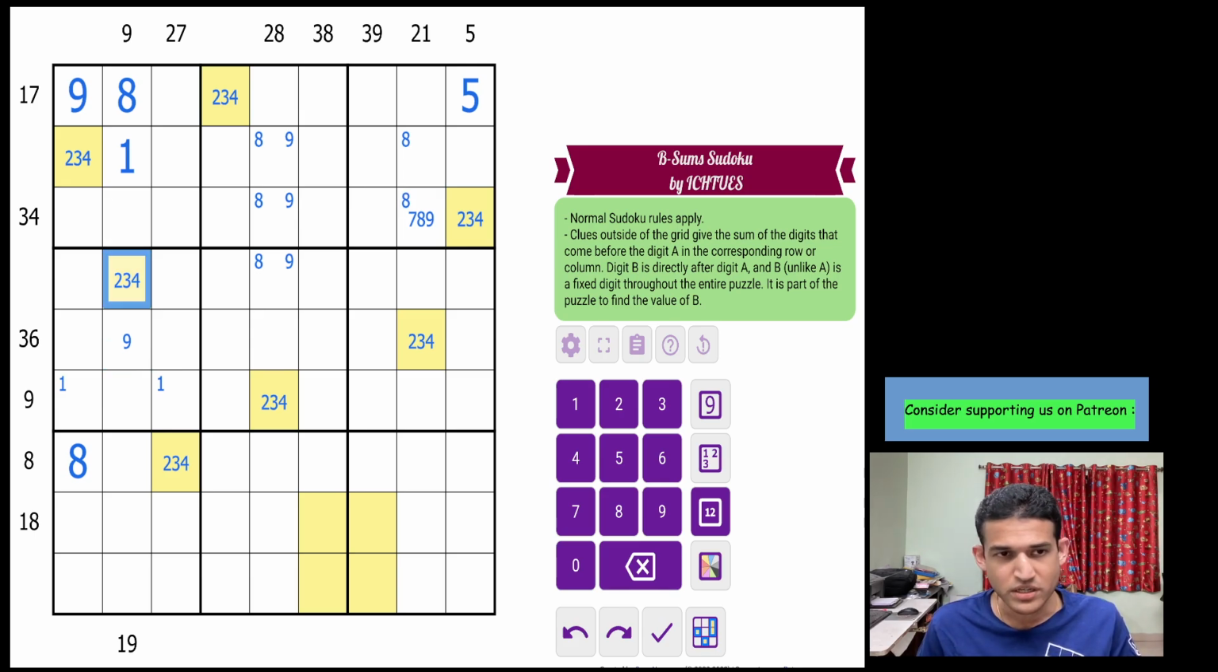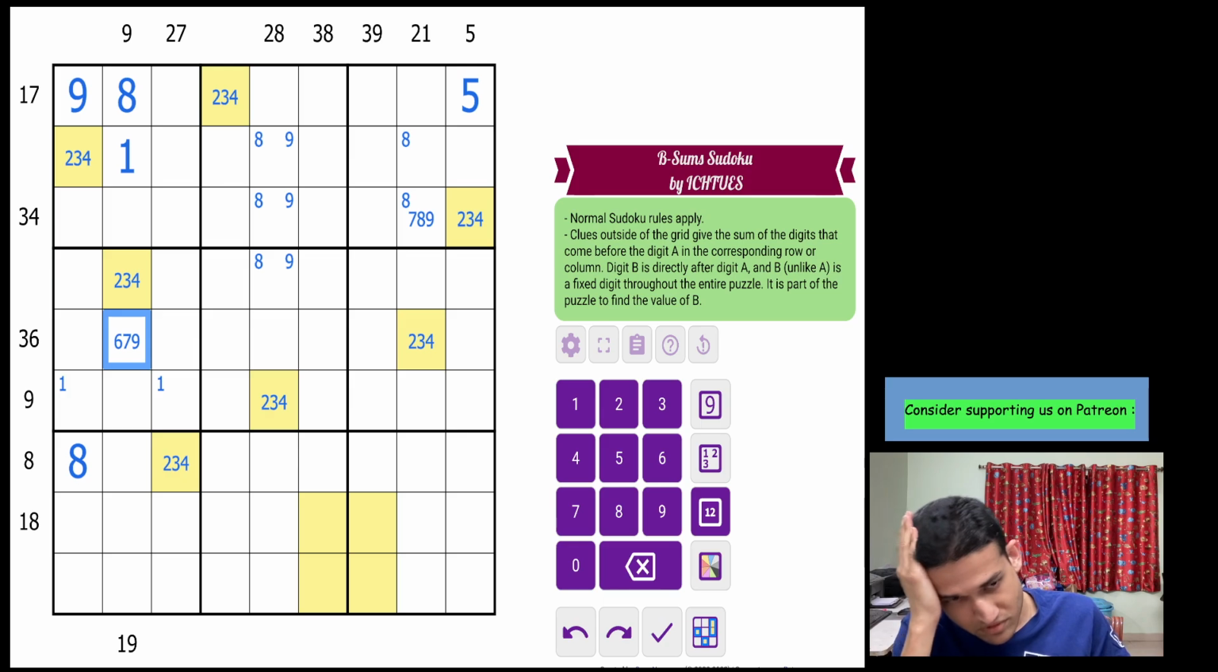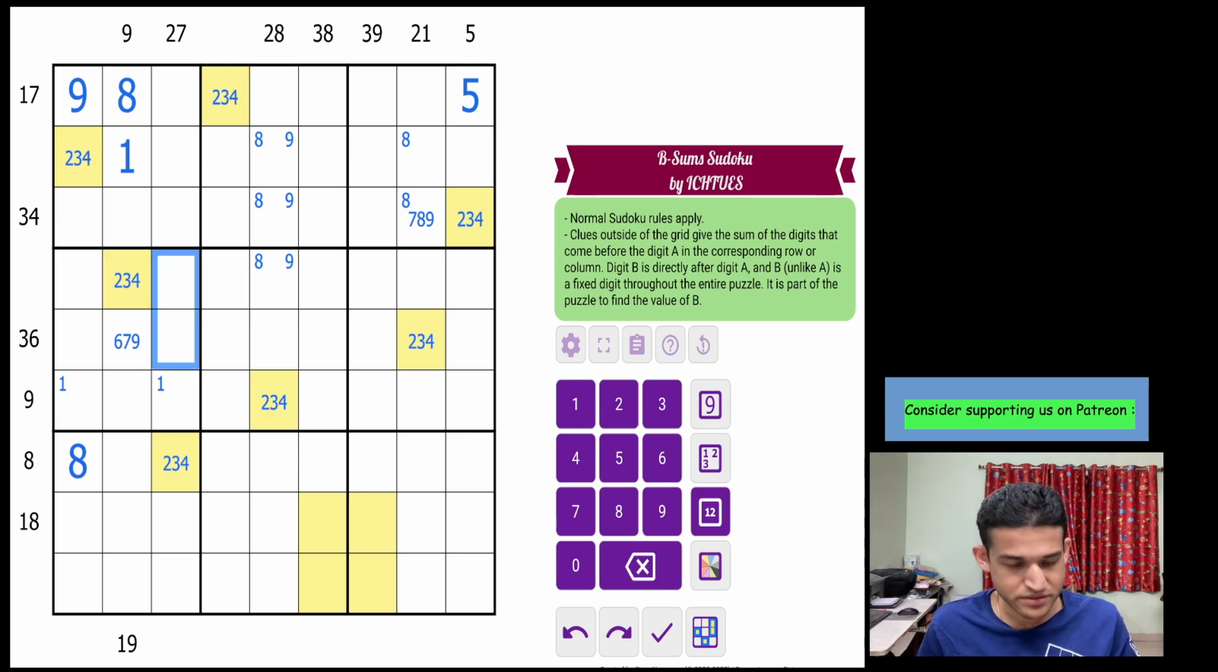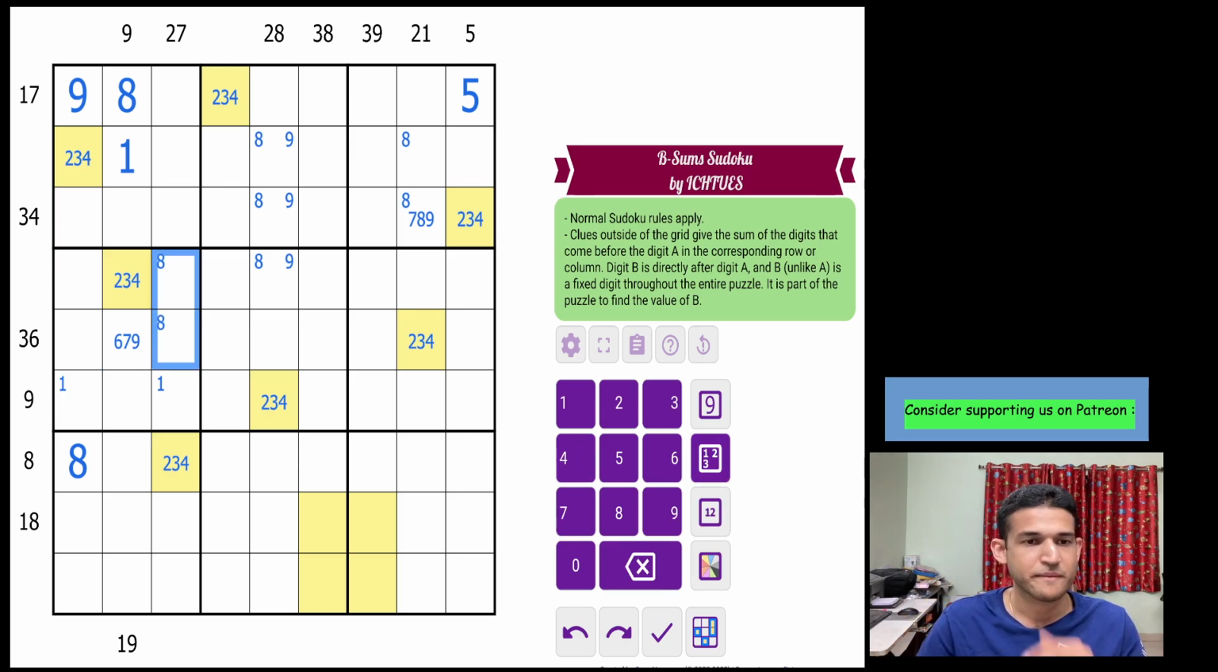If it's 4, then you have 13 from these cells, which is not 5, 8. It's 9, 4 or 6, 7. So this is 6. So this can only be 6, 7 or 9. And 8 goes in one of these cells by Sudoku.